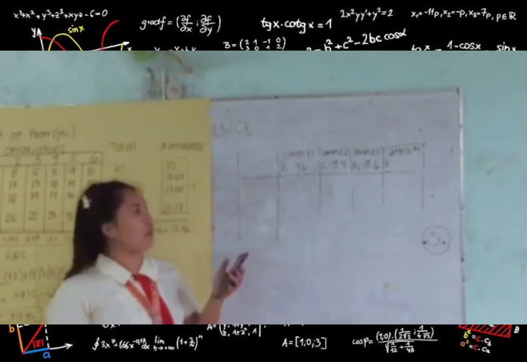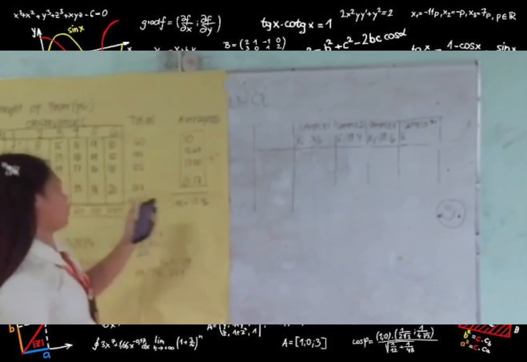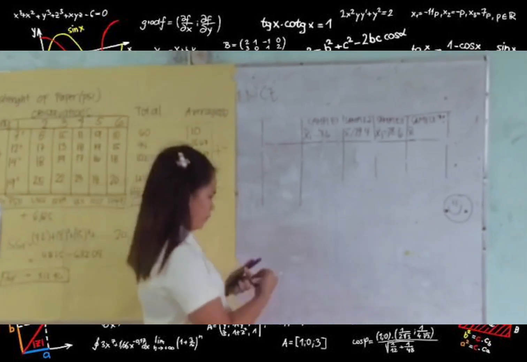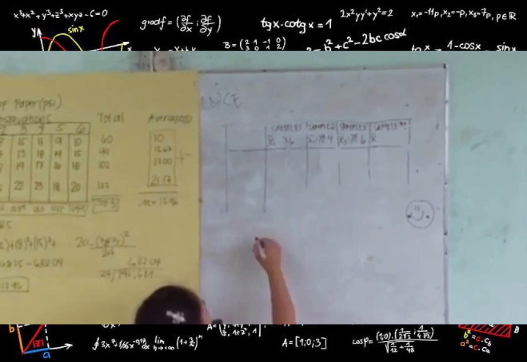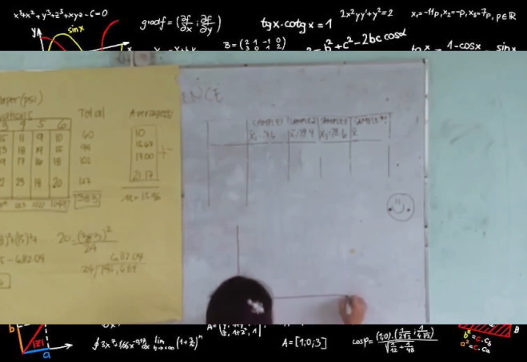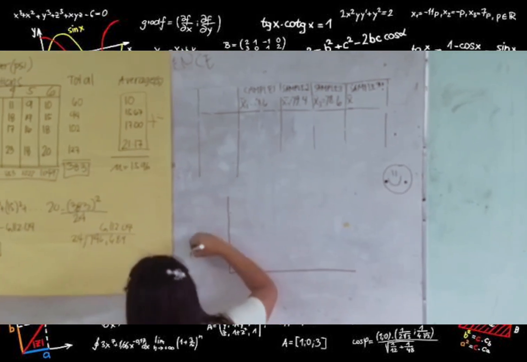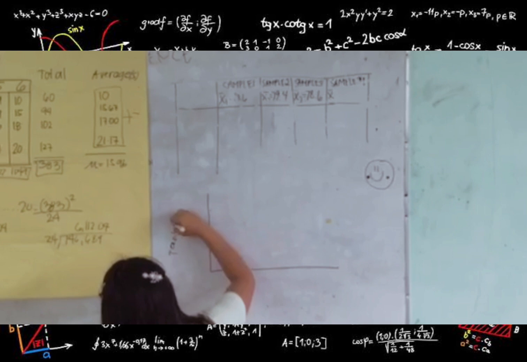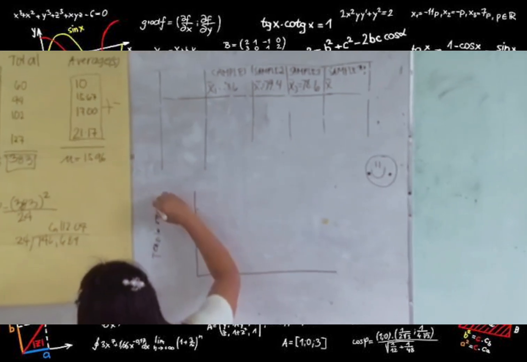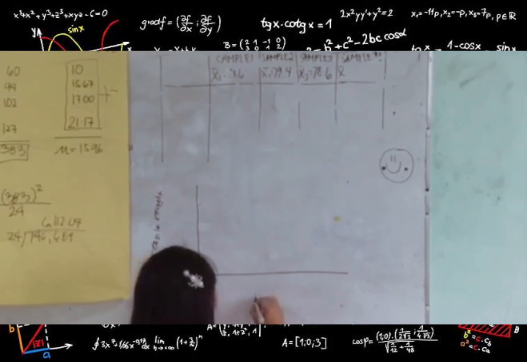Next is blocking the hardwood concentration. Tensile strength. Then, hardwood.